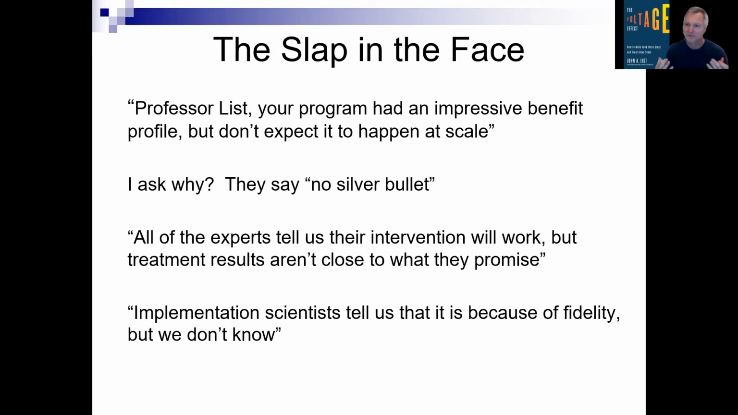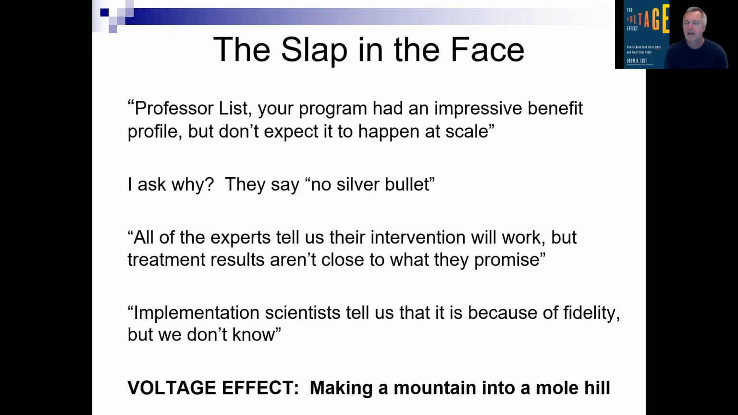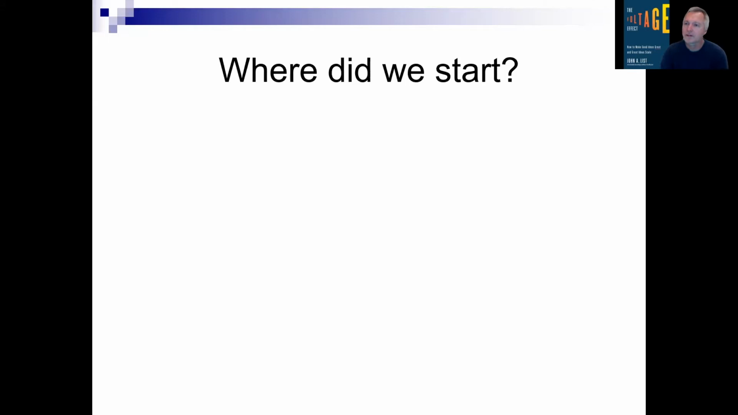This is what I call the voltage effect in the book. It's essentially making a mountain into a molehill. You have this great result in the petri dish. You scale it up, and it's just a fraction of the success that you thought it was going to be. Okay. So now you can say, well, where did you start then?